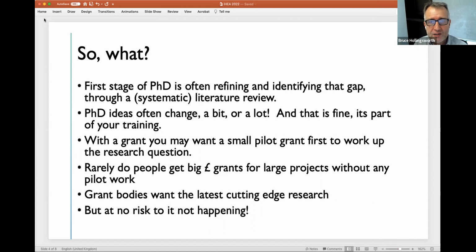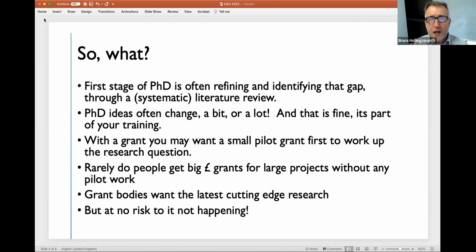I think with a grant, you might want to try some small pilot work first to work up the research question. I think rarely do people get big money grants for large projects without ever having done any pilot work, with just some blue sky thinking about something that might work.